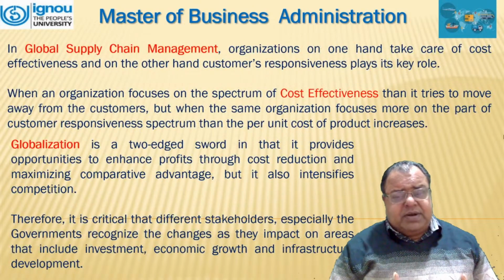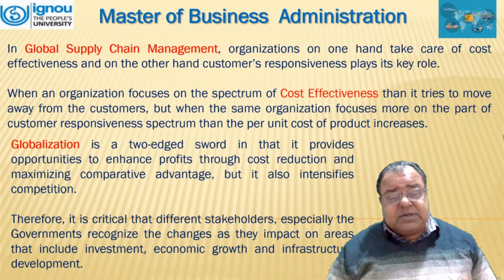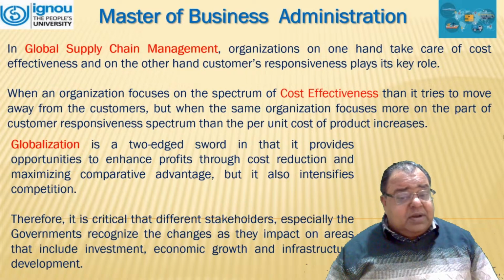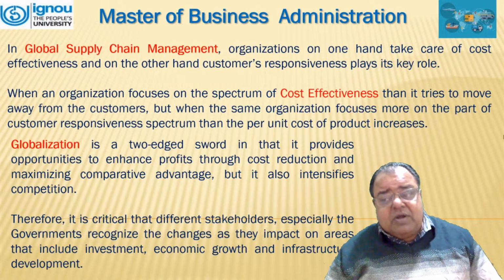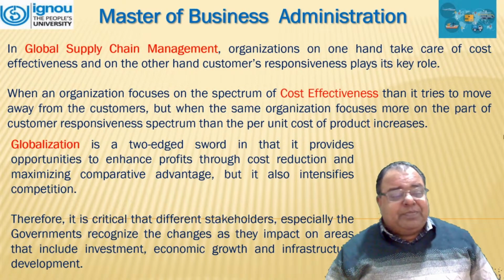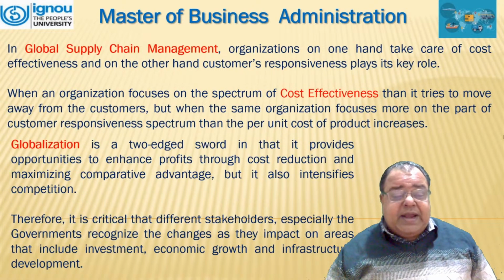In global supply chain management, an organization on one hand takes care of cost effectiveness, and on the other hand, customer responsiveness plays its key role. When an organization focuses on the spectrum of cost effectiveness, then it tries to move away from the customer. But when the same organization focuses more on customer responsiveness, then the per unit cost of product increases. Globalization is a two-edged sword in that it provides opportunities to enhance profits through cost reduction and maximizing comparative advantage. But it also intensifies competition.